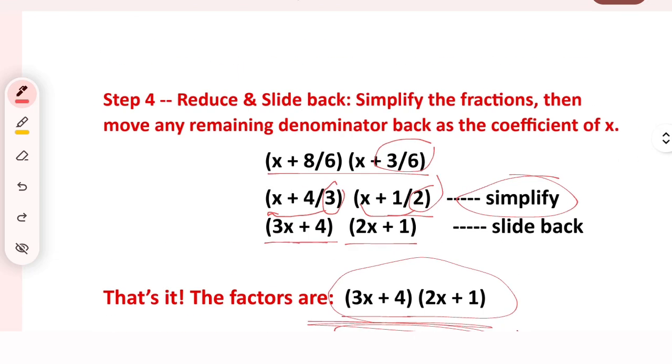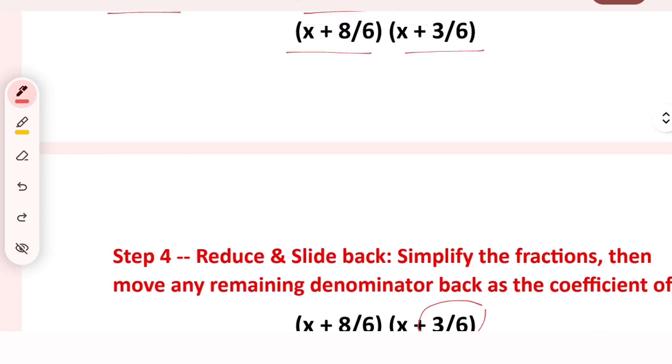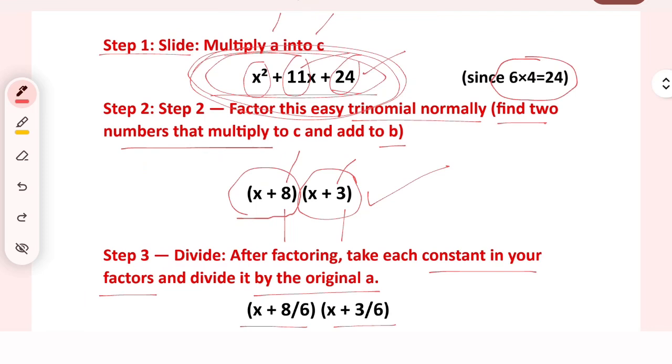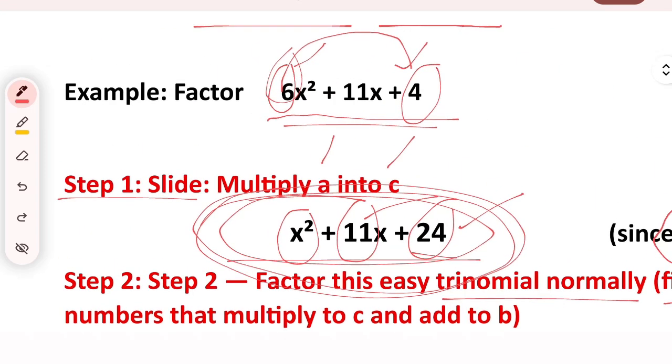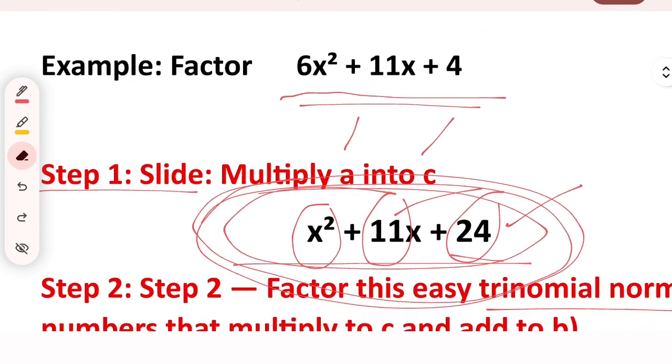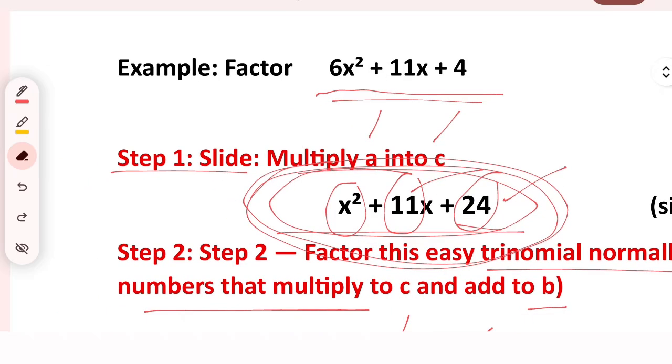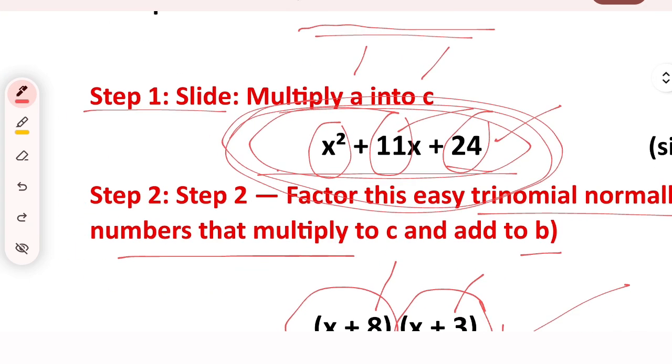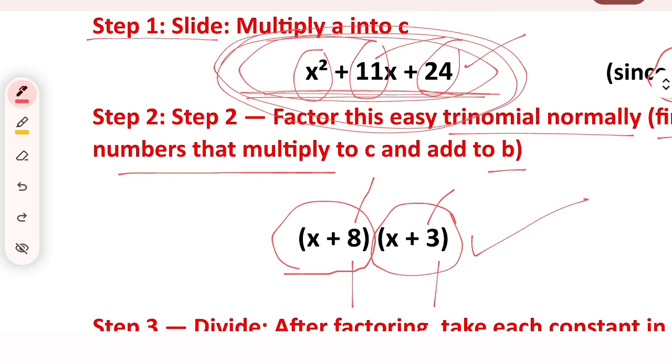Now let's review quickly, if you did understand it, because I believe this is an easy trick. First you are given a trinomial. That's the trinomial, right? What we will do in the first step is to slide, meaning you multiply 6 to 4. Slide it. And what happens when you slide it? It becomes a new trinomial now. So 6 is gone. 6 is now in the 24. It's now combined to c. So it will become x squared plus 11x plus 24.